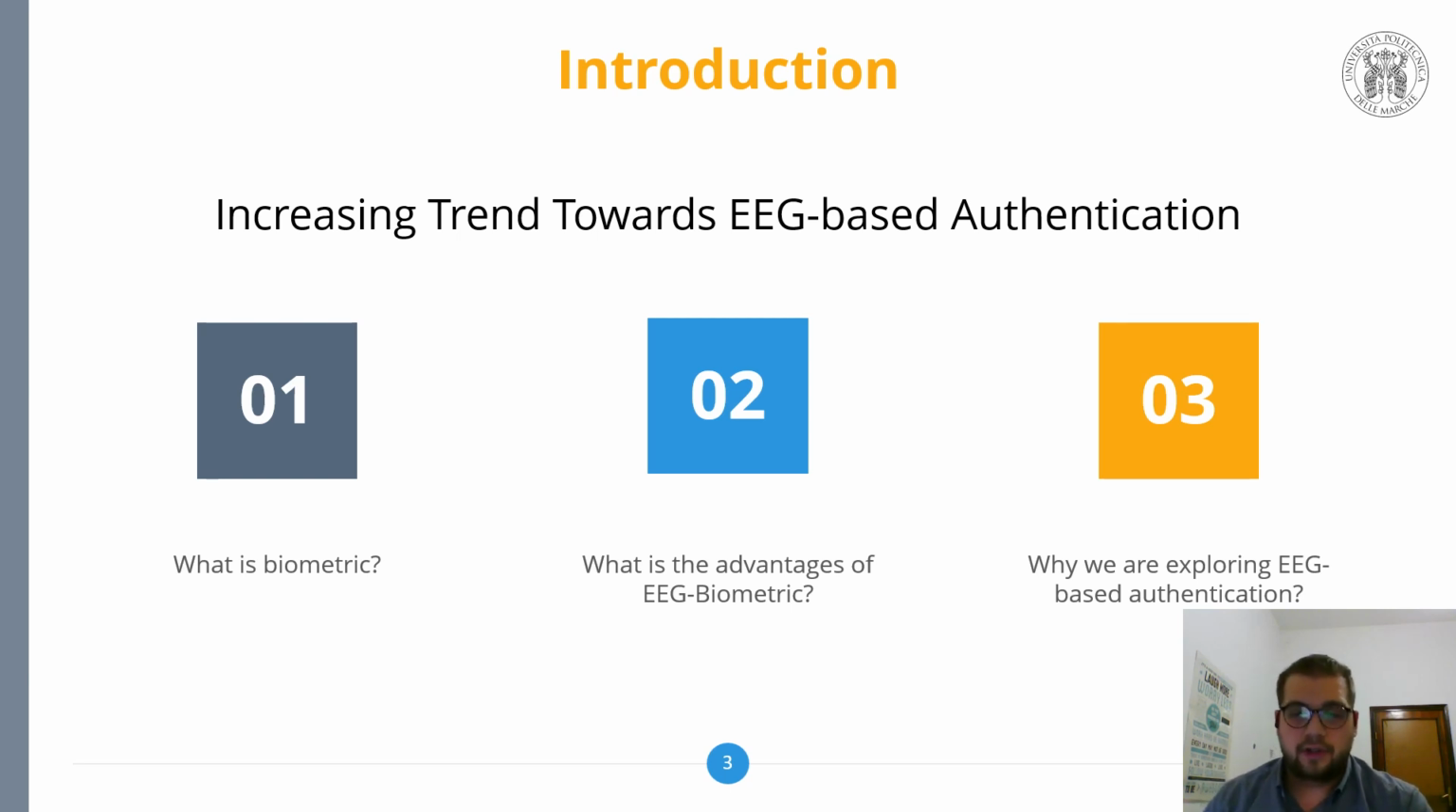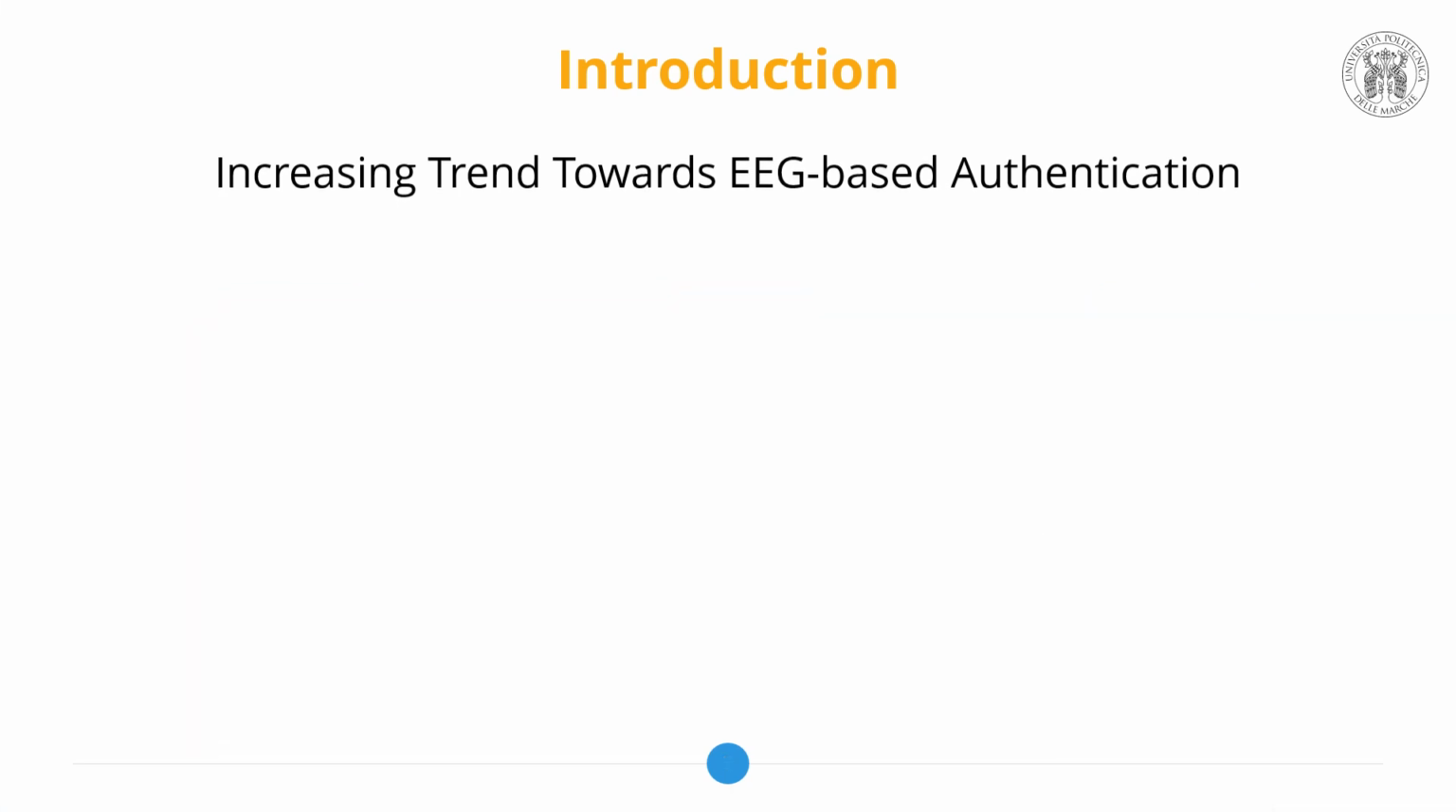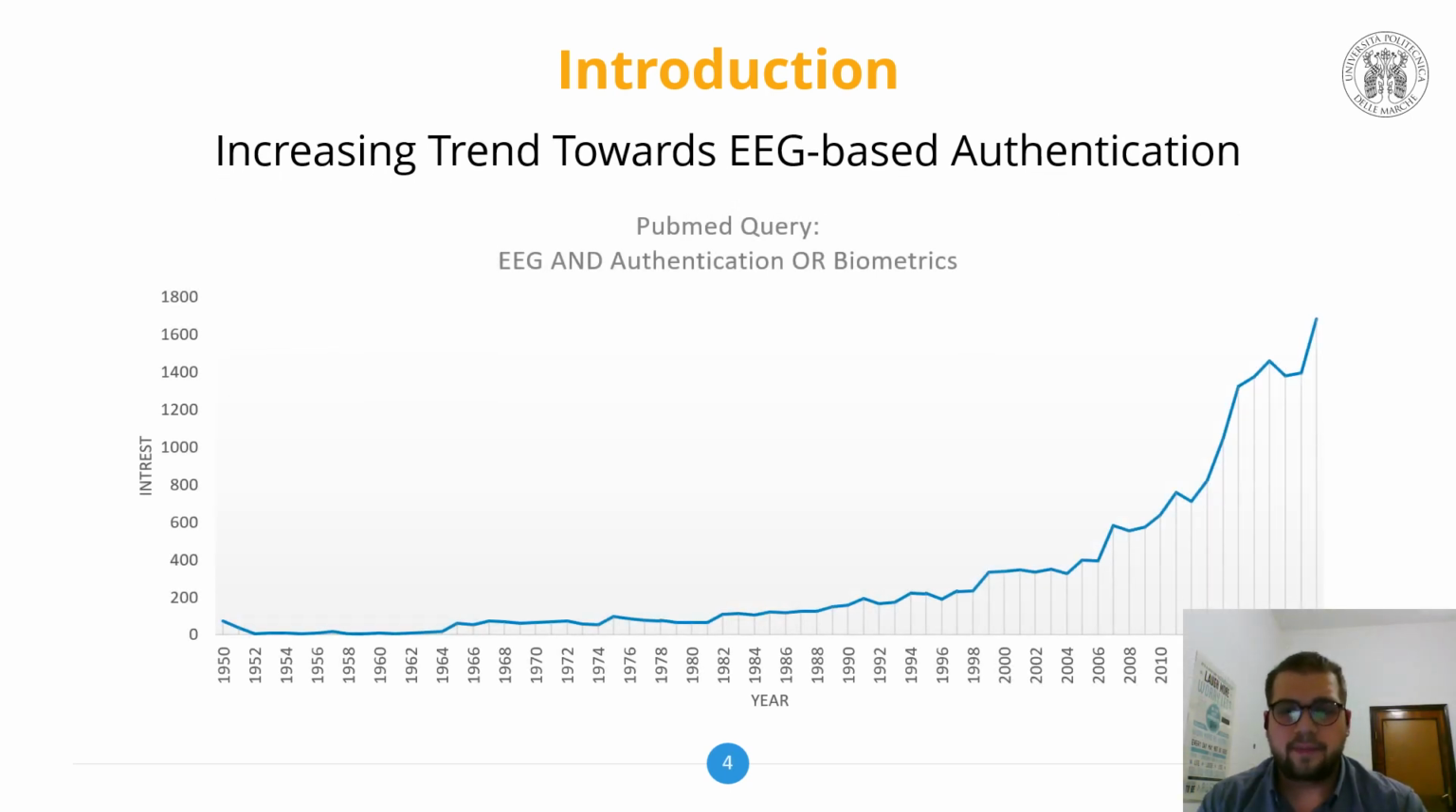To answer this question, we are introducing the following graph. This graph represents EEG-based authentication in the literature. It shows the number of publications in the PubMed database using the query EEG and authentication or biometrics. It shows an increasing trend starting from the year 2000, which continues until now. So it's a topic that needs to be explored.